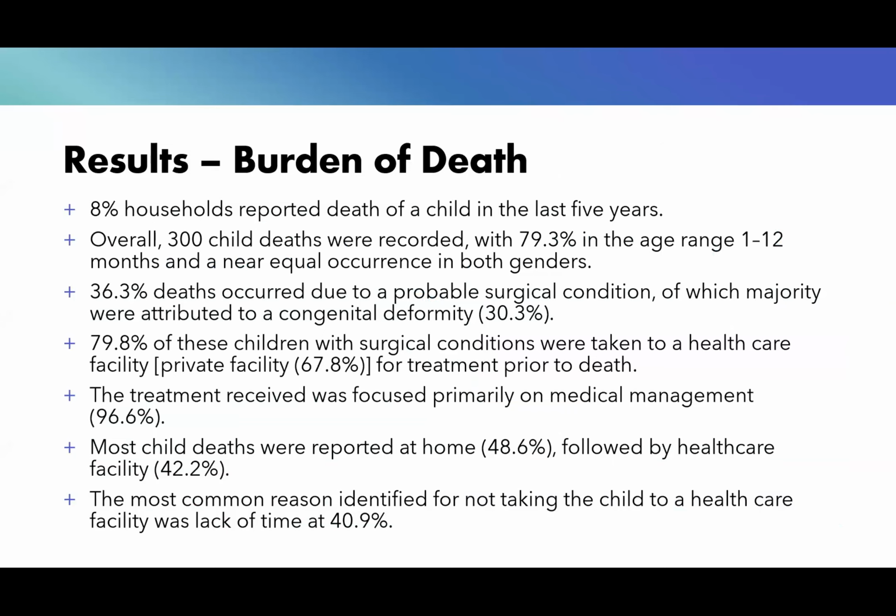Coming to the deaths, 8% of households reported the death of a child in the last 5 years. Overall, 300 child deaths were recorded, with 79% in the range of 1 to 12 months and near equal occurrence in both genders. And 36% of deaths occurred due to a probable surgical condition, of which the majority were attributed to a congenital deformity. And 79% of these children with surgical conditions were taken to a healthcare facility. You can see that 67% went to a private facility for treatment prior to death, and treatment received focused primarily on medical management in 96% of the cases.